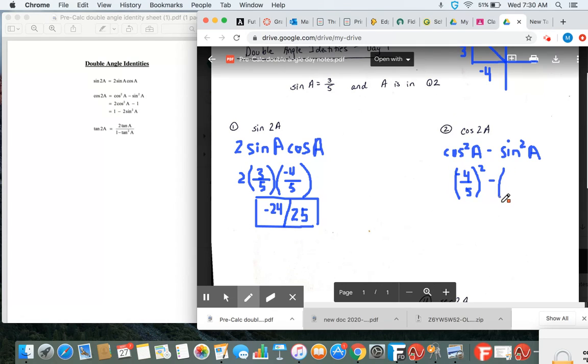Sine is 3/5. We'll square that. And remember, when you square a fraction, you square both the numerator and the denominator. So negative 4 squared, 5 squared, right? That's how you square the fraction. So it becomes 16 over 25.